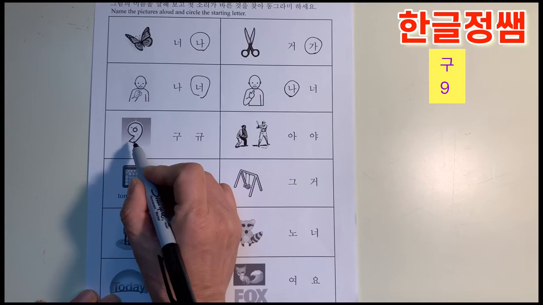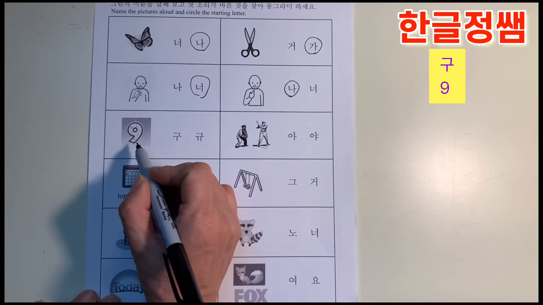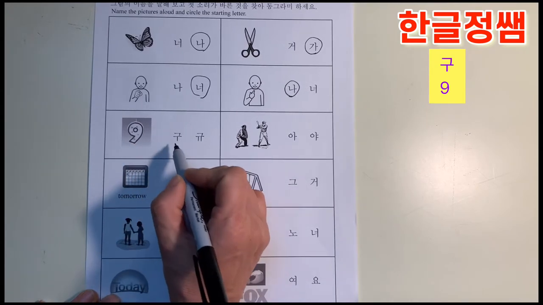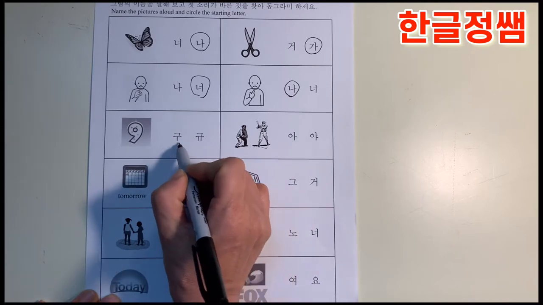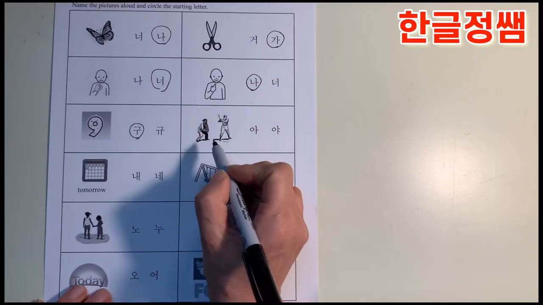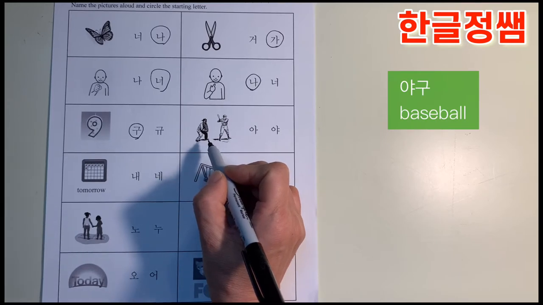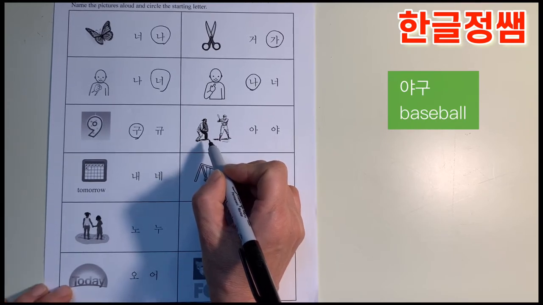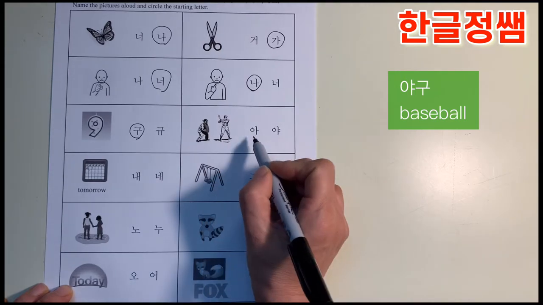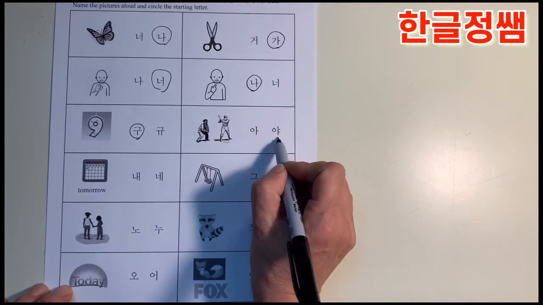This is number 9. Number 9 is in Korean 구. This is 구, 규. This one is correct. This is baseball game. Baseball is in Korean 야구. This is 아. This is 야. This one is correct.